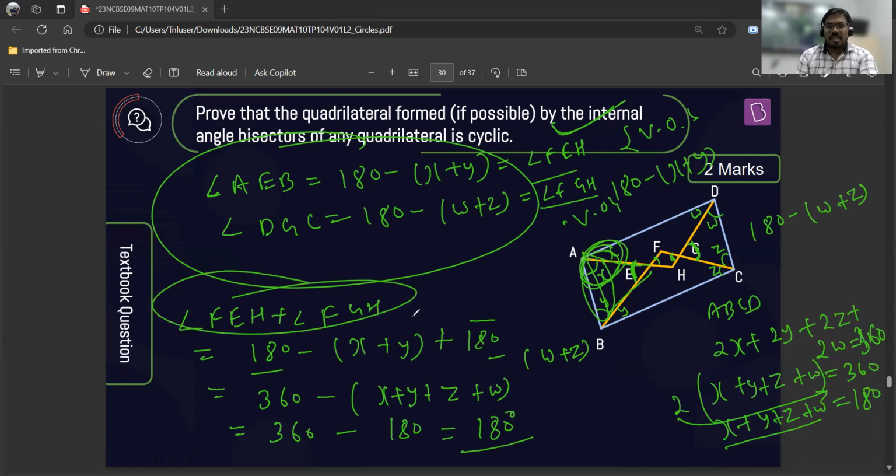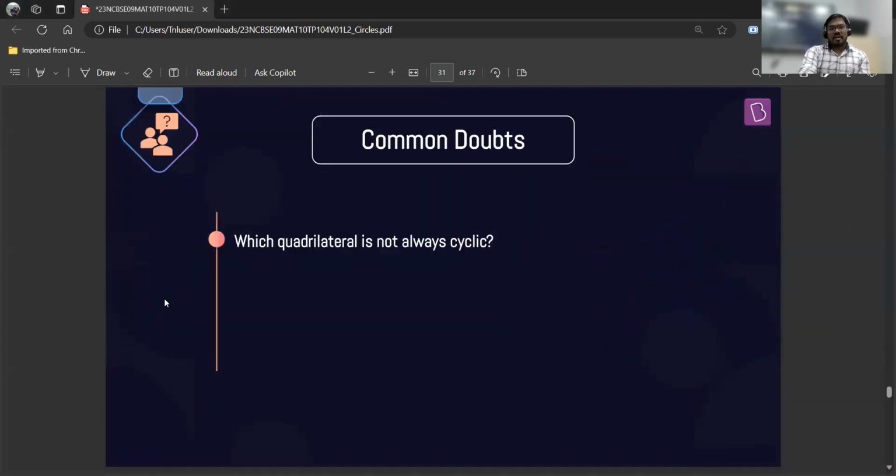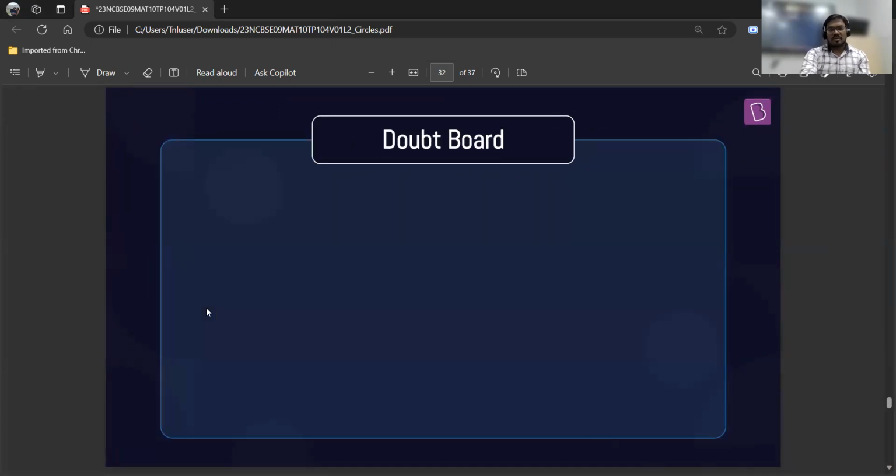That means the opposite angle sum is 180, this one and this one. That means this is a cyclic quadrilateral. Yes or no? So we have done this, and please do more practice for this question at home. This is a common doubt you have: a quadrilateral is not always cyclic. Basically, except for rectangle and square, other quadrilaterals may or may not be cyclic, as we already discussed here.